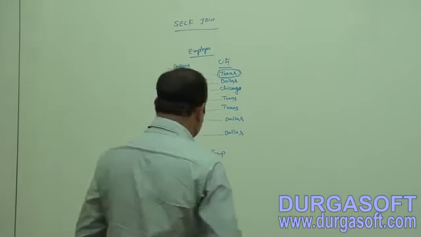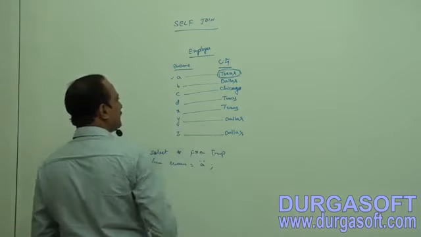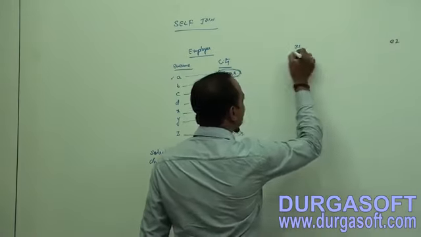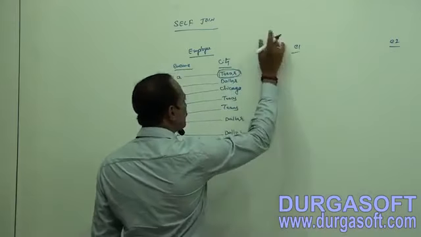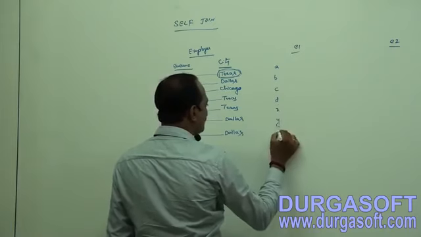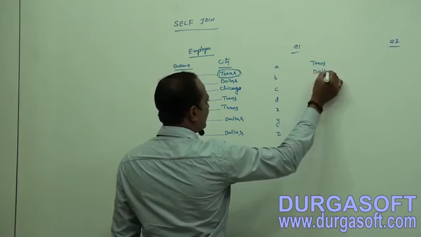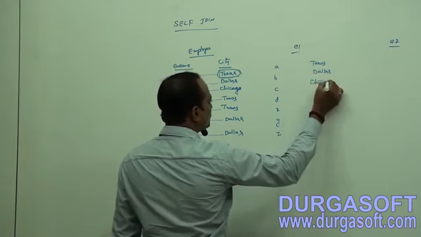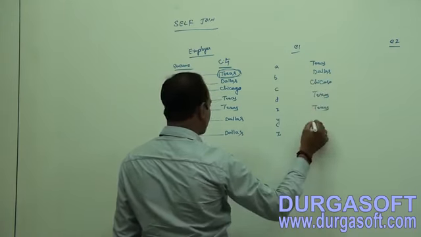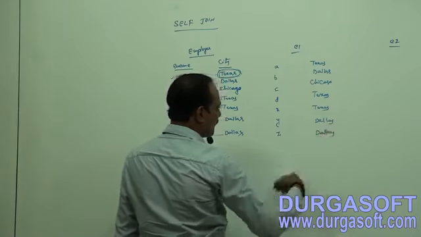Now in that case we have to go for self-join. In self-join we need to consider two alias tables for the same table, E1 and E2 for the same employee table, A, B, C, D, X, Y, Z. A is from Texas and B is from Dallas. C is from Chicago. D is from Texas. X is also from Texas. Y is from Dallas and Z is also from Dallas.